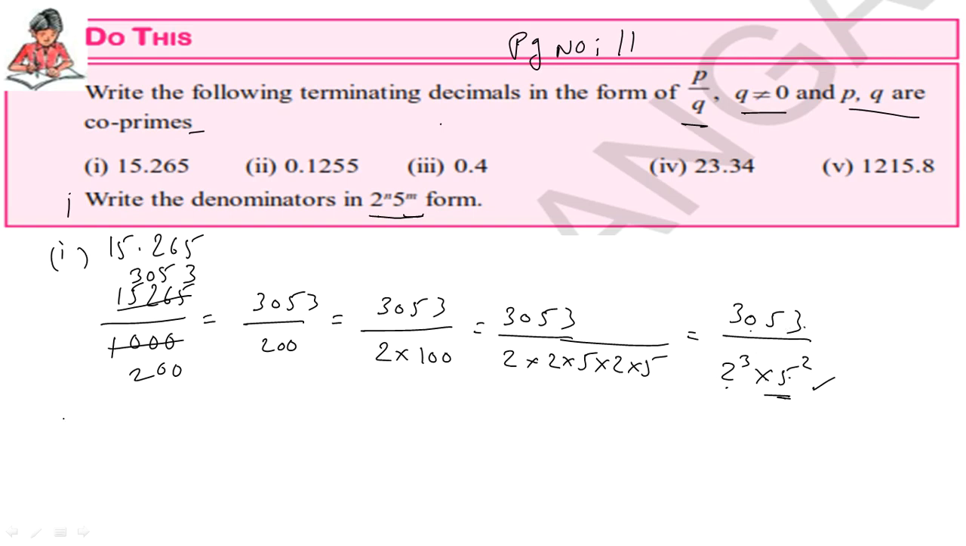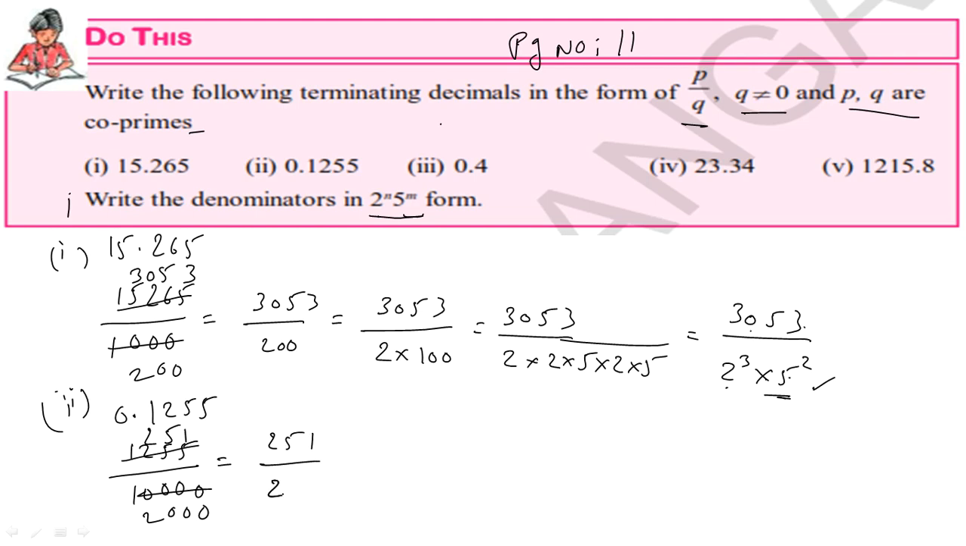Okay, next, coming to the second one. Second question, 0.1255. So it is 1255 by how many zeros should I put down? 1, 2, 3, 4 zeros. 4 zeros. So can I do the cancellation? 5 twos are 10, 5 fives are 25, 5 ones are 5. So it is 251 by 2000, isn't it? 2000, which I can write as 251 by 2 into 1000. So 251 by 2 into 10 cube.